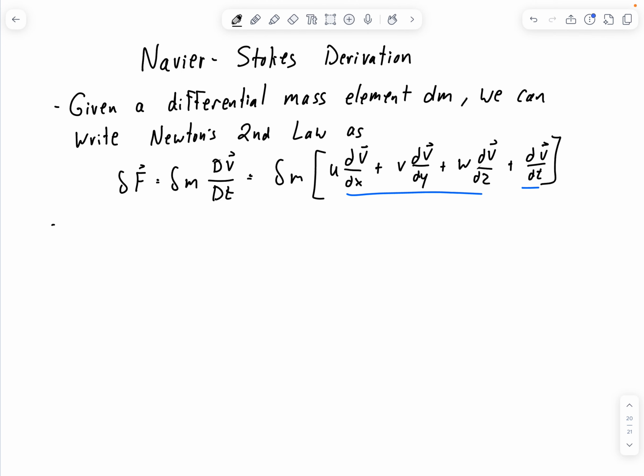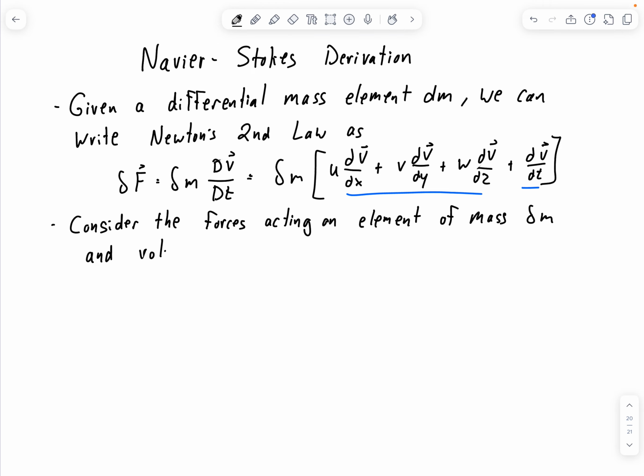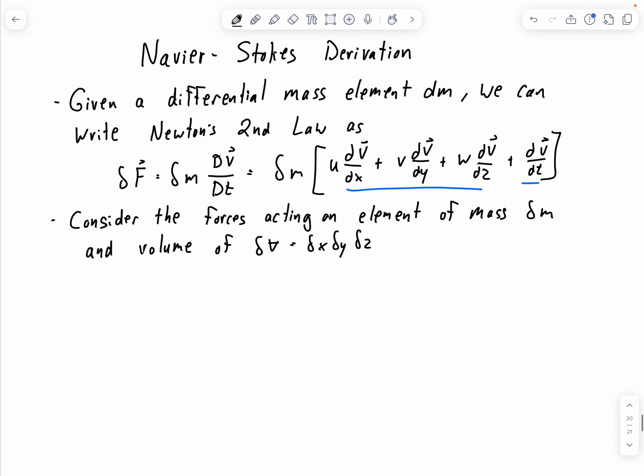We want to consider the forces that are acting on this little element. This element has a mass, as I said before, of delta M and a volume of delta V equal to delta x, delta y times delta z. There are two types of forces that this little element may experience.